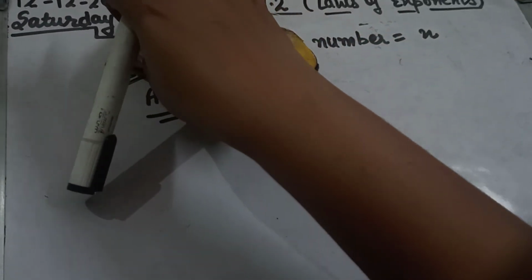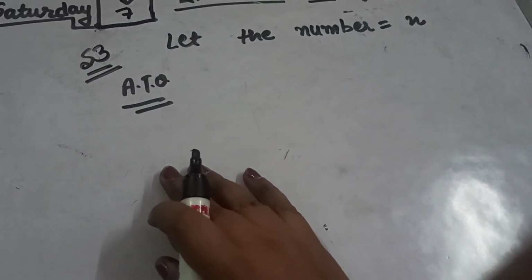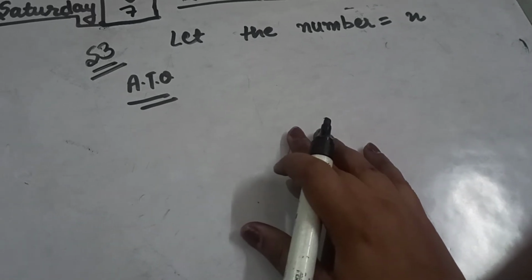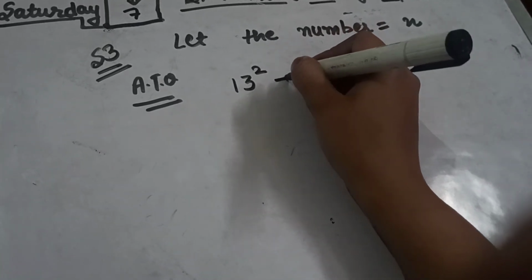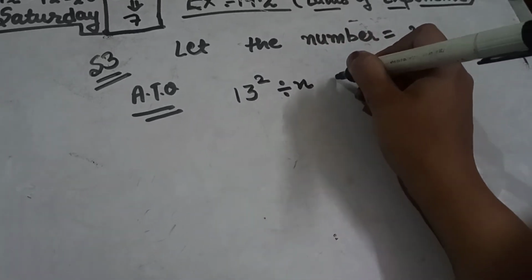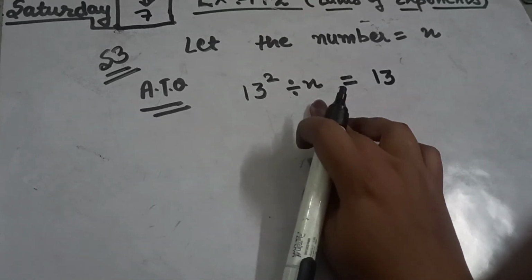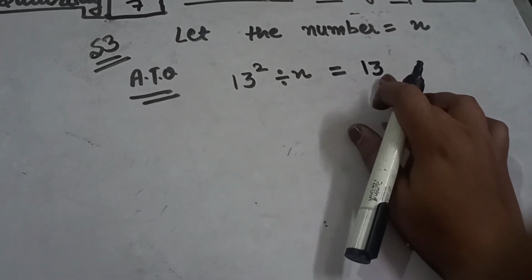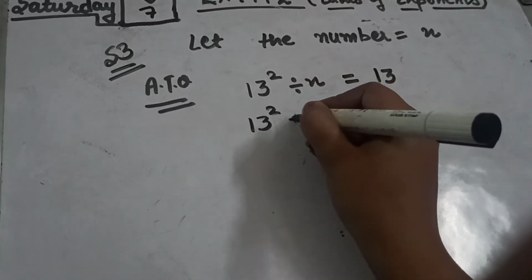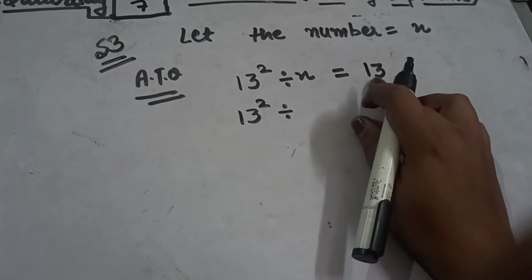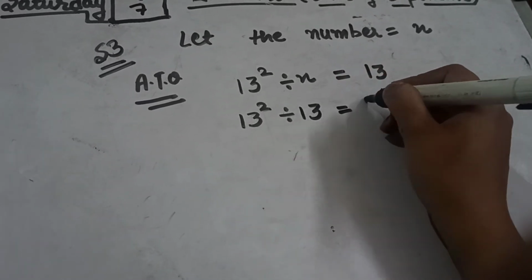Let the number equal x. Now according to the question, what number should 13 to the power 2 be divided by, 13 to the power 2 divided by x, to get the quotient as 13. Right? So here we will take this x to this side and take this 13 here. 13 to the power 2 divided by, we are interchanging the position, so it will go same as it is. Here will come 13 and here will come x.